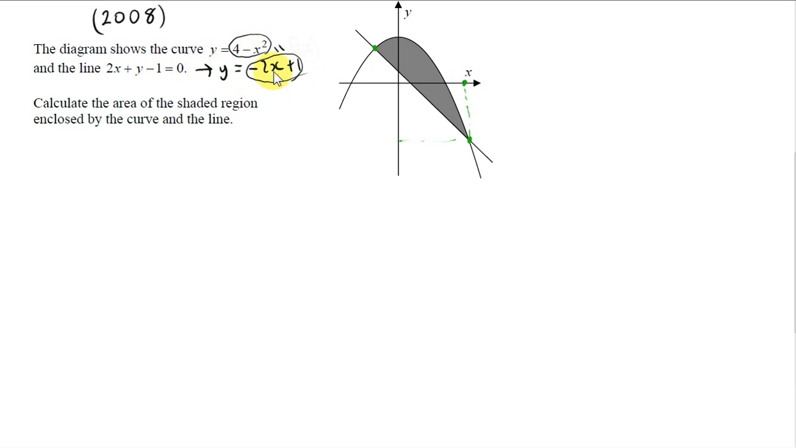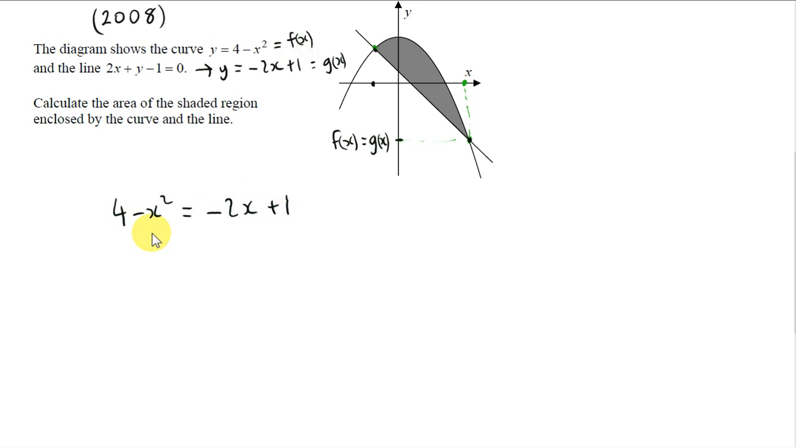So we set these equal to each other and solve. You could give these names if you like. You could call this f of x, as I said earlier, and we could call this g of x. So at this value of x, we see that f of x will equal g of x. And it's the same for this point here. Okay, f of this value will equal g of this value. So we put 4 minus x squared equal to minus 2x plus 1. Now we need to solve this equation.